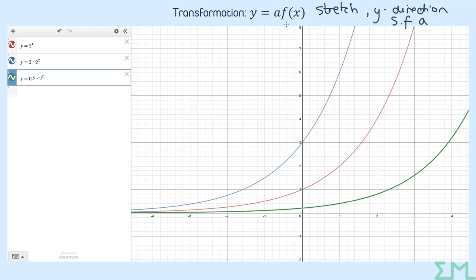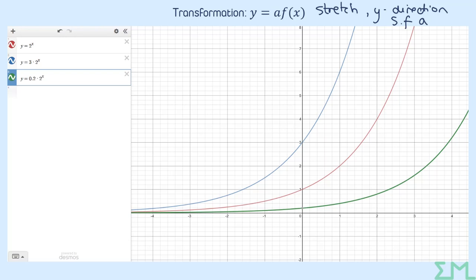Okay, so when things happen outside the function, they are affecting the y values and they act in a way that you would expect them to act. It's important you remember that, because obviously when you're looking at transformations inside the function, it is the other way around. It's the opposite to what you'd expect, but we'll get to that in just a minute.